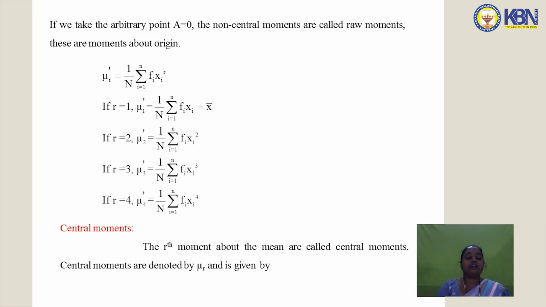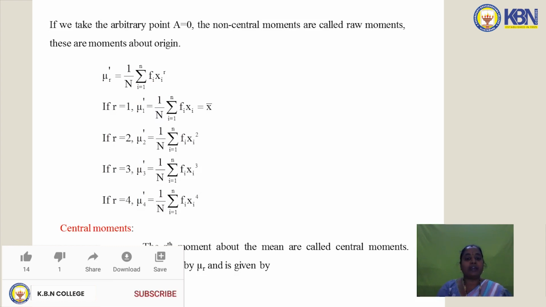If we take the point A equal to 0, then the non-central moments are called raw moments, and these moments are also denoted by the letter mu r dash, given by 1 by N summation f i x i power r. If r is equal to 1, then we get mu 1 dash, which is nothing but the mean. If r is equal to 2, then mu 2 dash is 1 by N summation f i x i square. Similarly, r is equal to 3 and r is equal to 4.